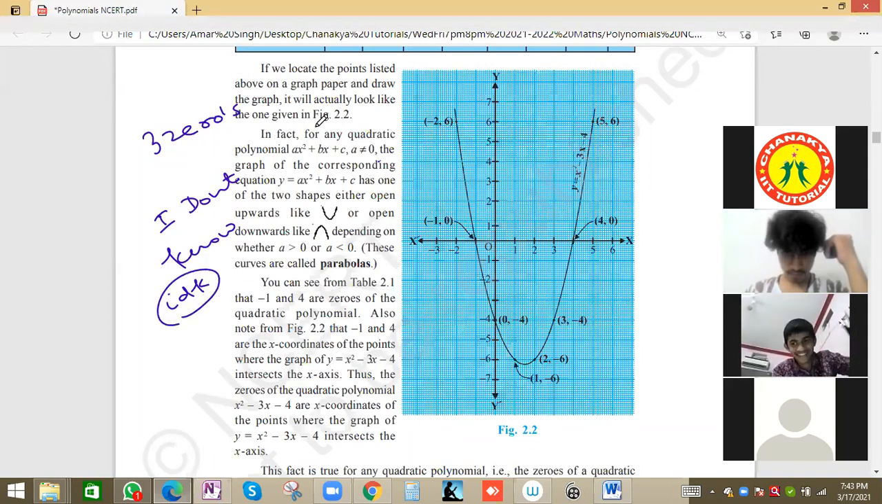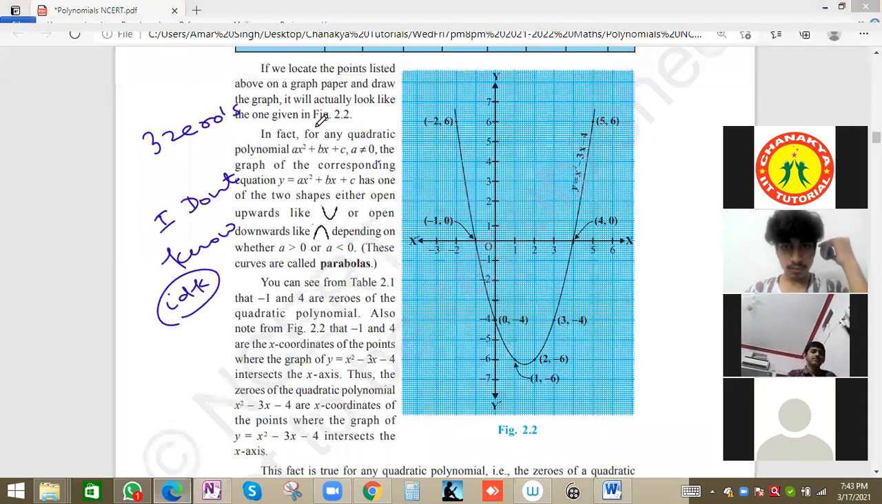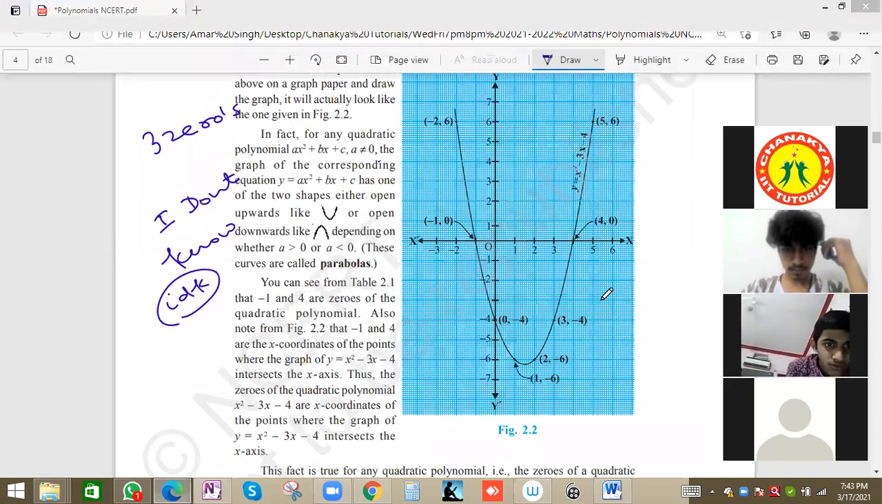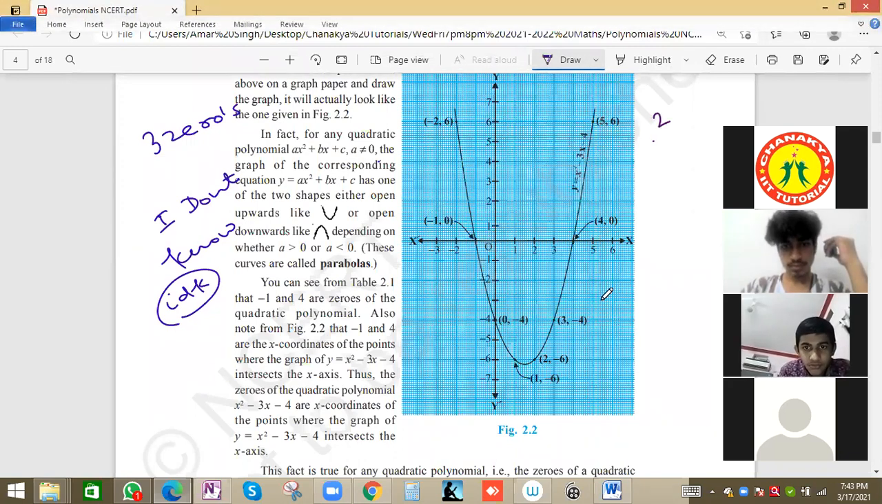Fine, because in chat I am observing. See, 2 zeros, right, Ashish? Ashish is saying 2 zeros, Harshan is also saying 2 zeros. What about others? Some of you are saying 3 zeros and some of you are saying 2 zeros.